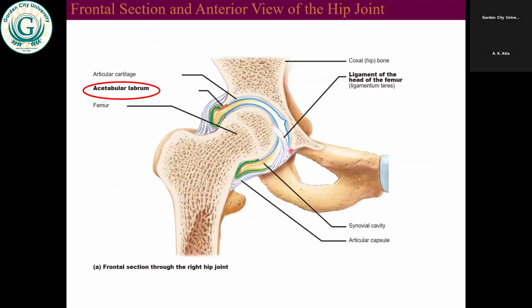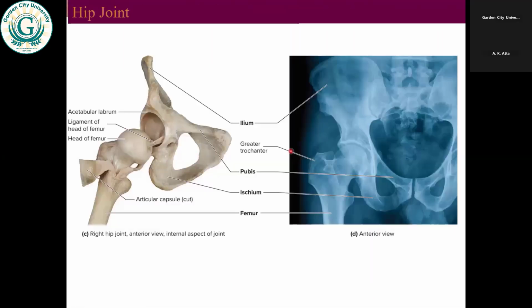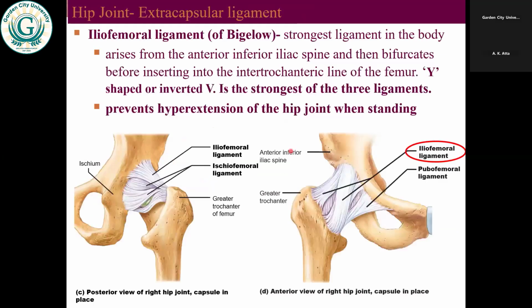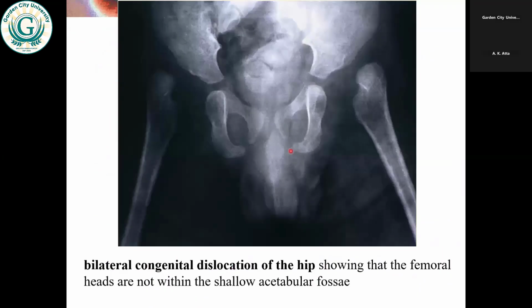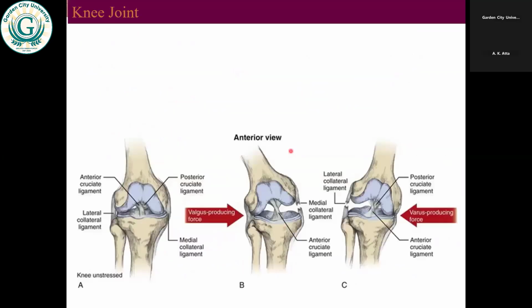So there's another hinge joint. So these ones, you can read about them individually. For the footballers, this is a part that is very important.